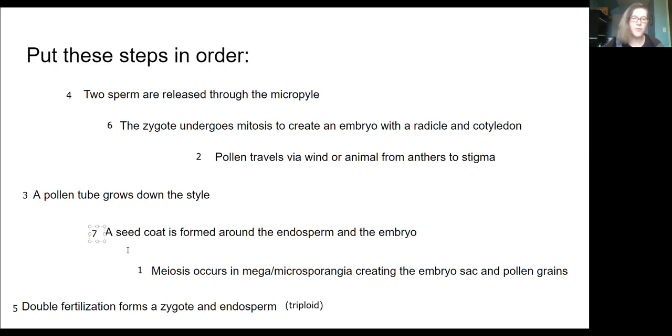It maintains the embryo, the radicle, the cotyledon, and the endosperm all within the seed. And then the last thing that's not really on here is, of course, that the ovary ripens around the seed. It is released from the plant, and it can travel someplace. And what kind of ripened ovary it is depends on how it gets somewhere.